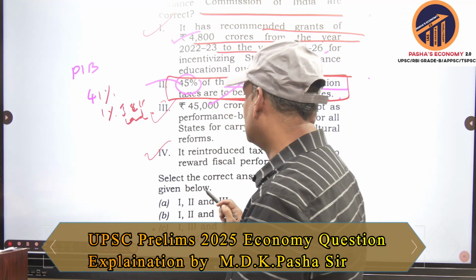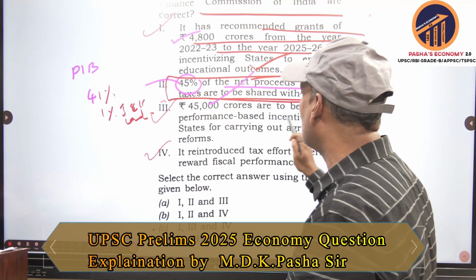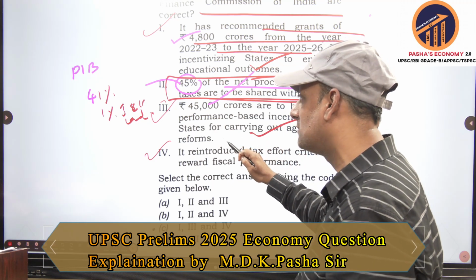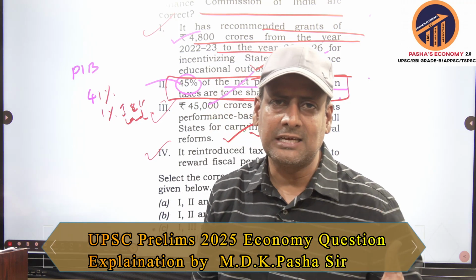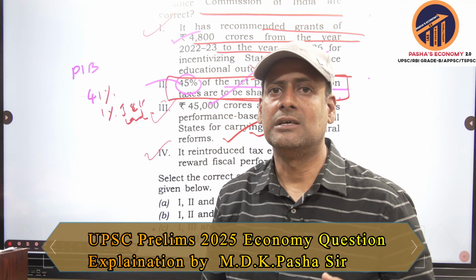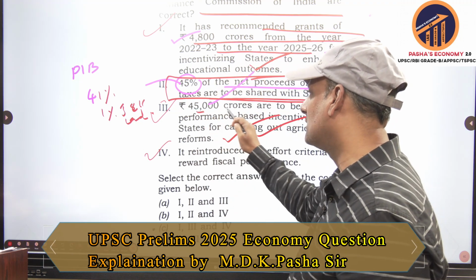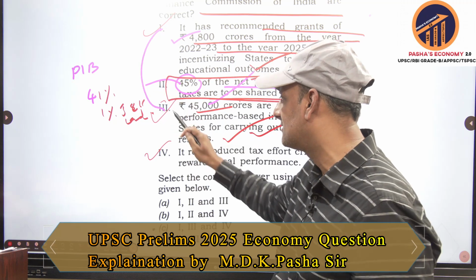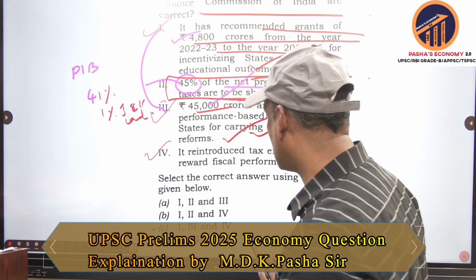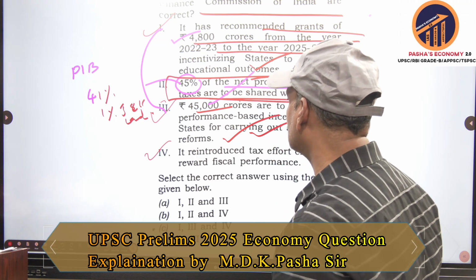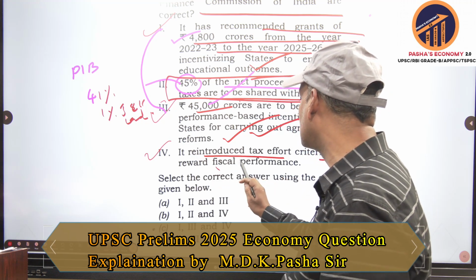Clear? Right. See, 45,000 crores are to be kept as performance based grants for all the states carrying out agriculture reforms, right? They have taken various components for allocating grants to the sector specific grant. One among them is agriculture and education, 45,000. So these two are factual. Clear? So the option 1 and option 3. Select the correct answer using this code. As well as, it reintroduces tax effort as a criterion to reward fiscal performance.